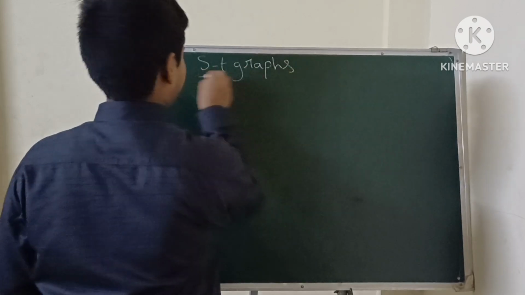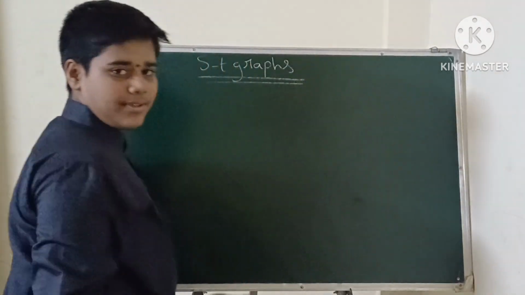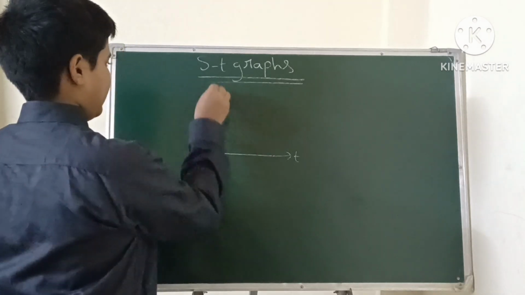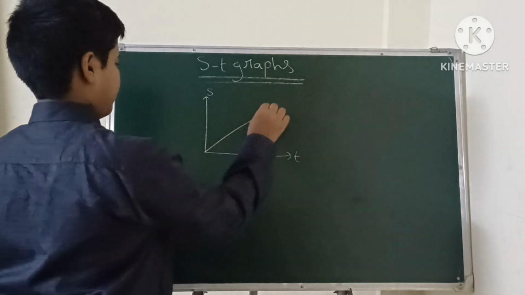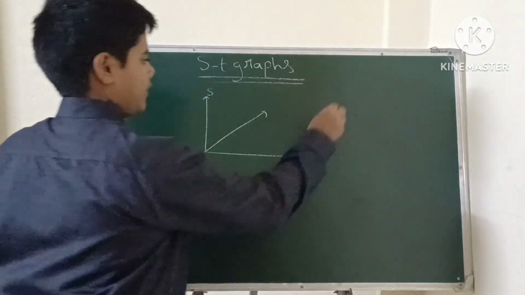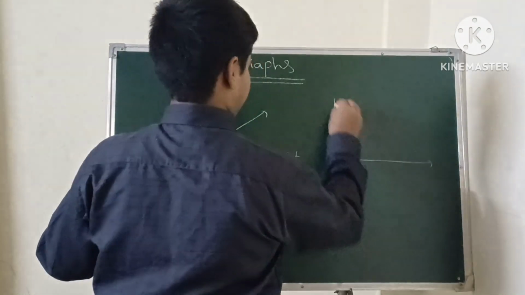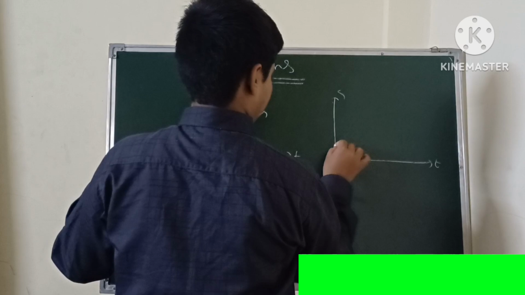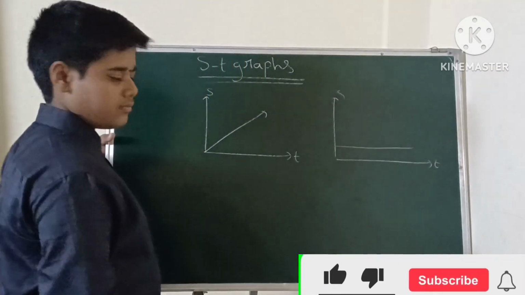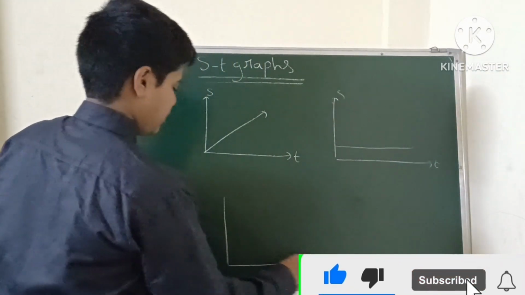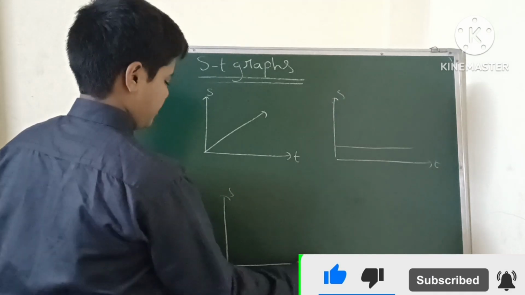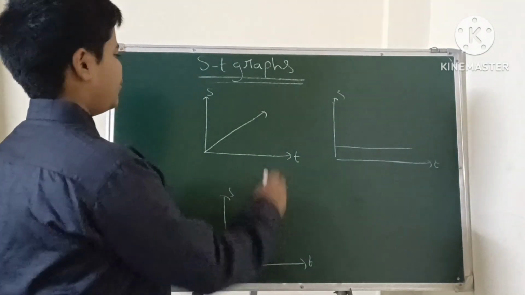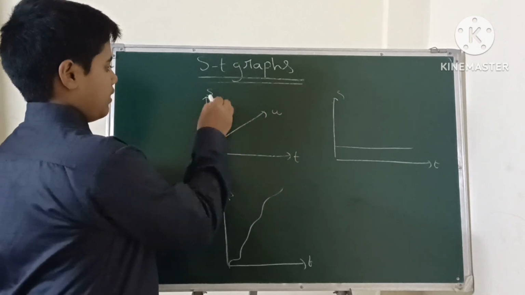ST graph. So in this first one, we already learned about ST. This is uniform. ST, and this is rest. ST, and this is non-uniform.